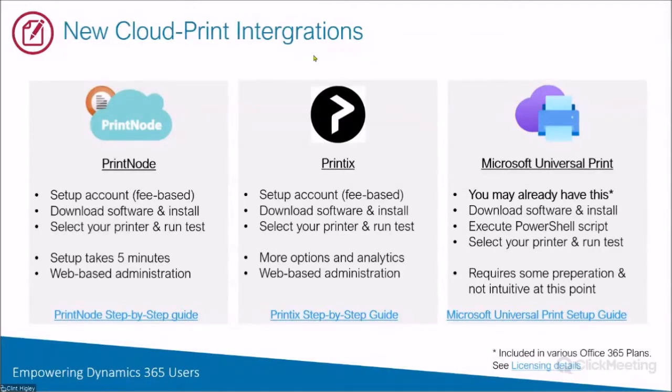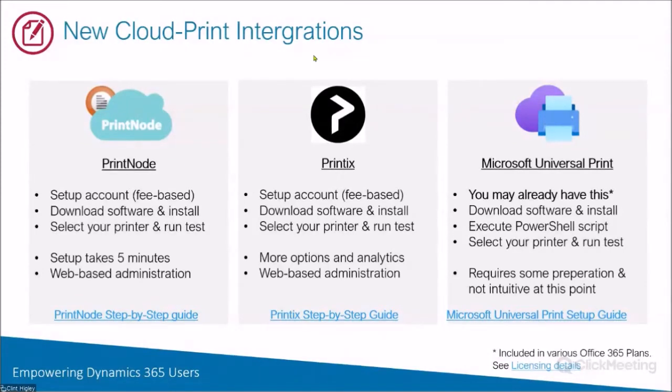The last one is Microsoft Universal Print, and the big takeaway from this, as you can see already up there, is you might already have this and just didn't know it. Basically it's included in a lot of the different Office 365 plans. So what we'd encourage you to do, if you're looking at these, is take a look at Microsoft Universal Print. Check your licensing details, see what it comes with, because again, you might already have this and not know it.